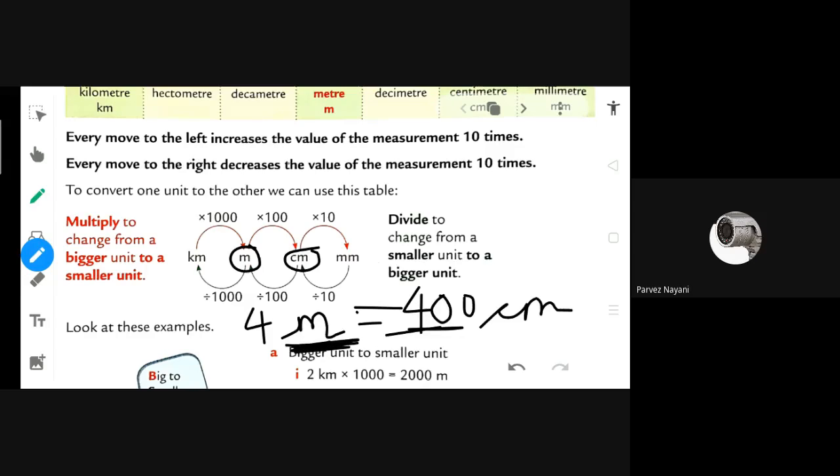So we are converting bigger to smaller, no? Yes, ma'am. So we have to multiply, and we have to multiply by 100. Why? Because 1 meter equals to how many? 100 centimeters. Okay, 100 centimeters.